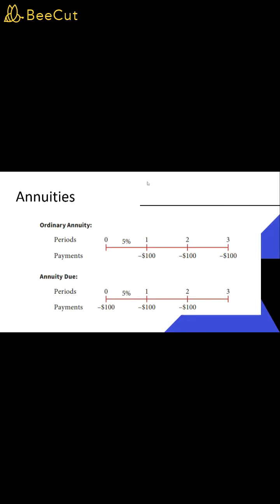The first one is an ordinary annuity. Here you're seeing that somebody is having to make payments of $100 every year for 3 years at 5%. 5% is the interest rate. In an annuity due, they have to pay at the beginning of the period. So here you see it's minus 100 at times 0, 1, and 2. Again, the interest rate is the same. So everything is the same in both of these examples. The only difference is one is an ordinary annuity and the other one is an annuity due.